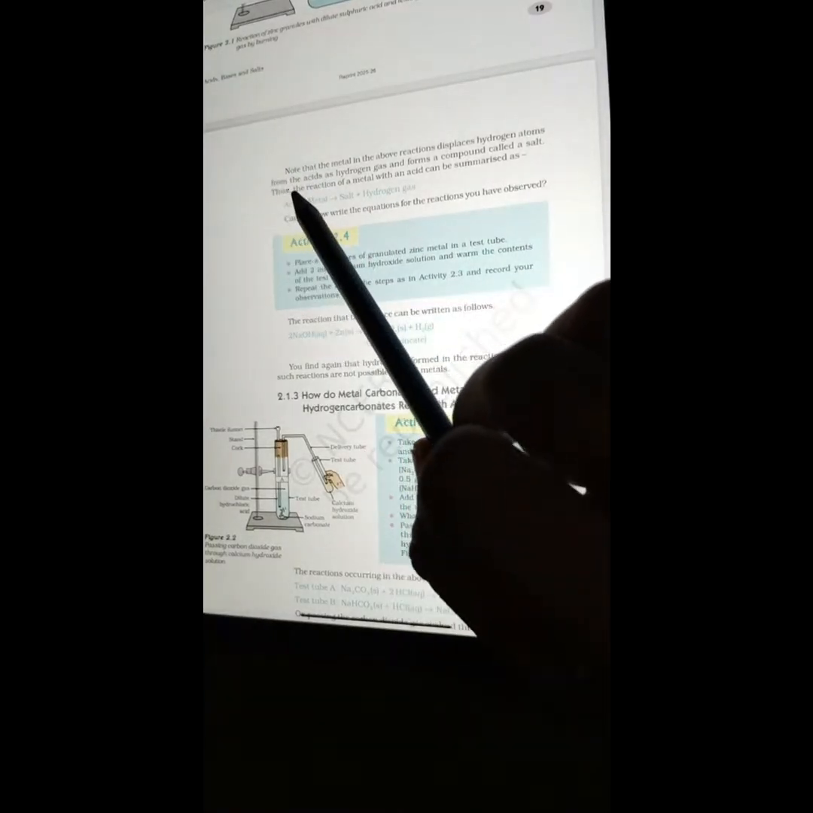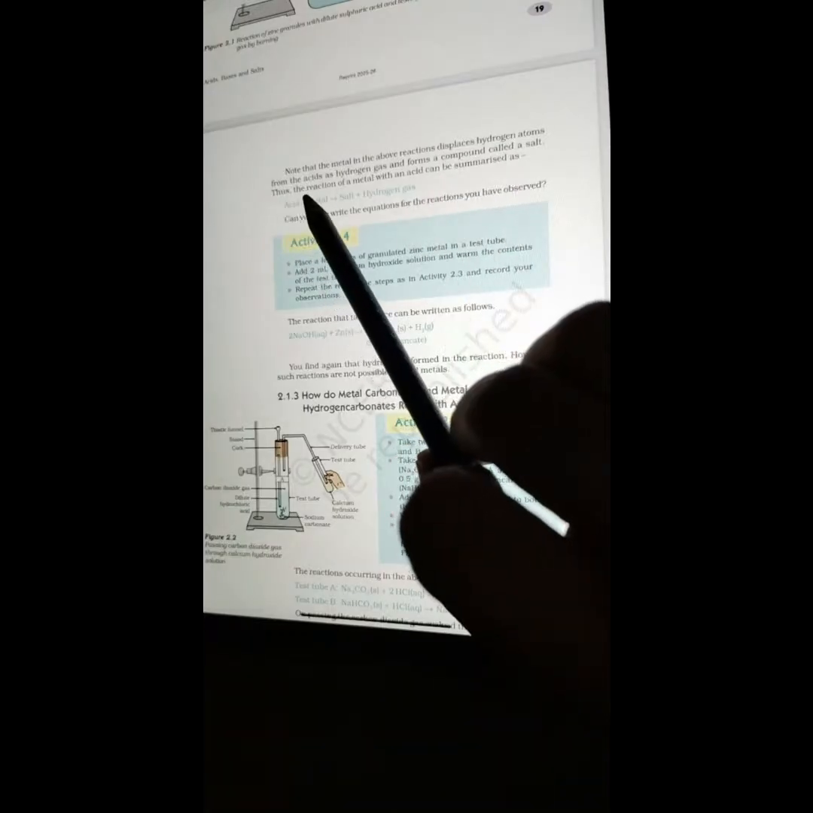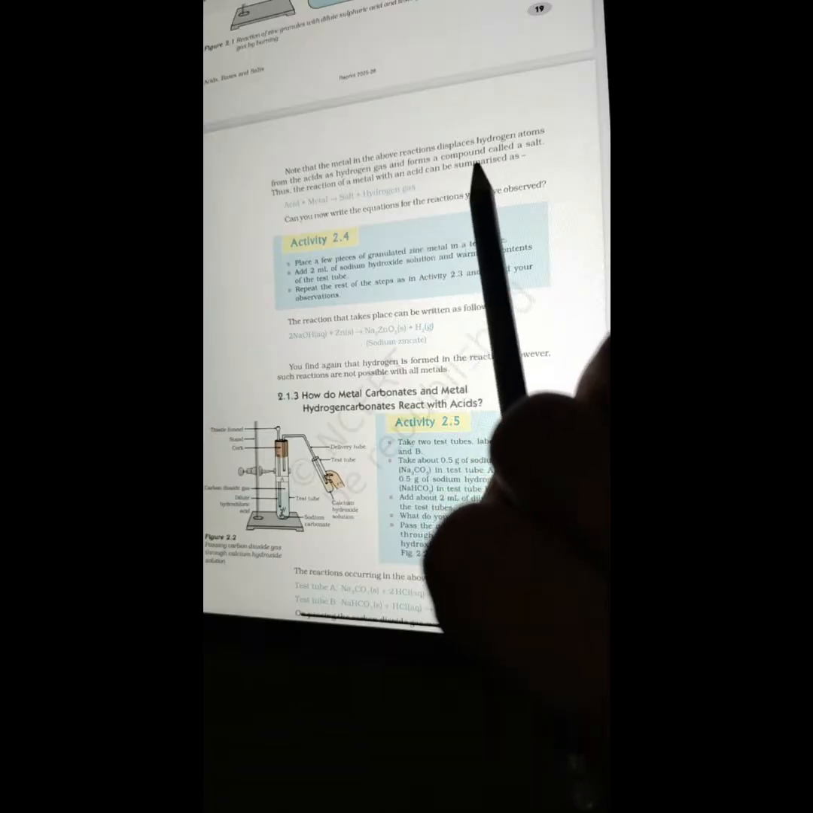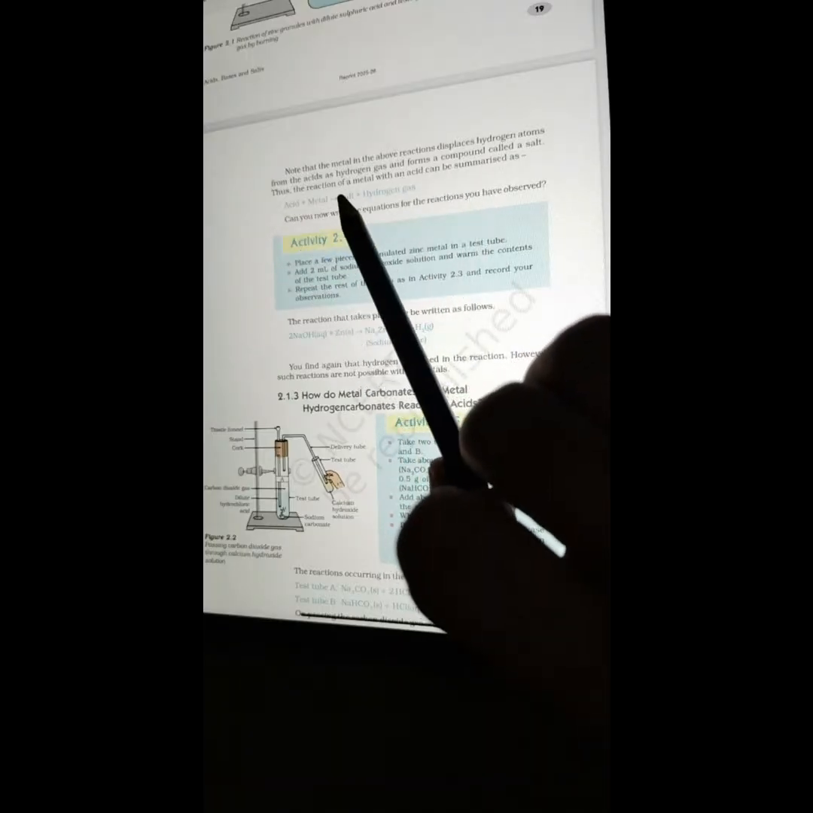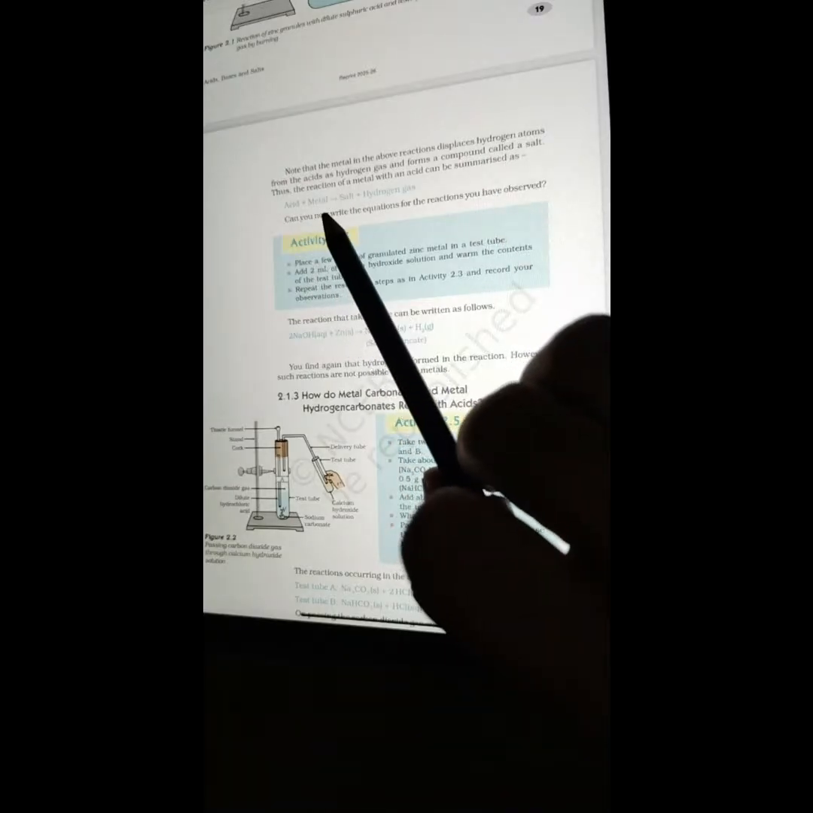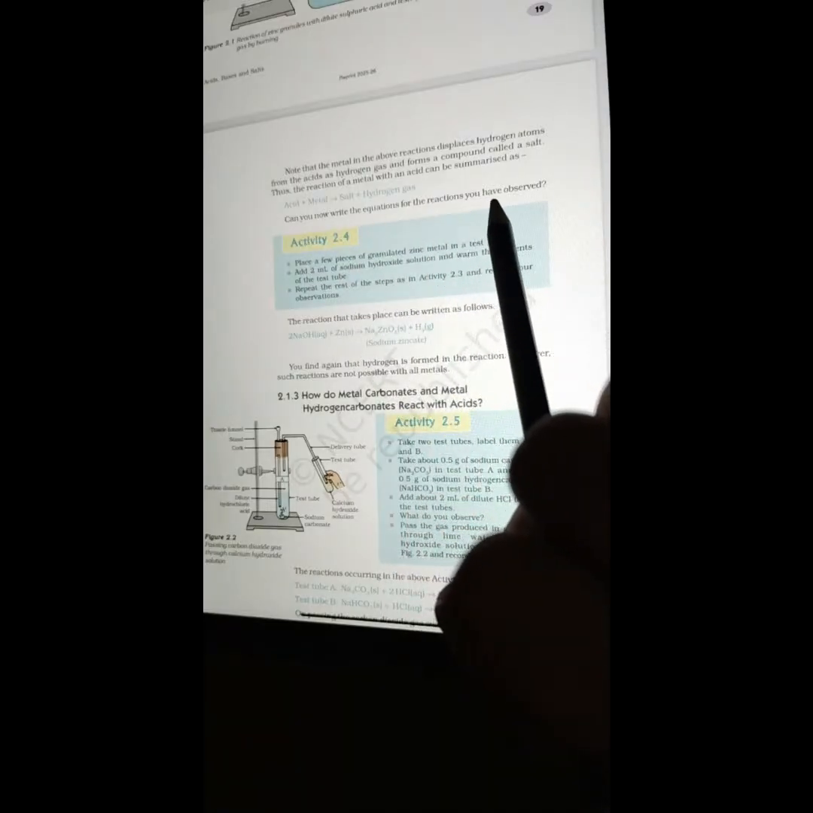Now, note that the metal in the above reactions displaces hydrogen atoms from the acids as hydrogen gas and forms a compound called a salt. Thus, the reaction of a metal with an acid can be summarized as acid plus metal will give you salt plus hydrogen gas. Can you now write the equations for the reactions you have observed?